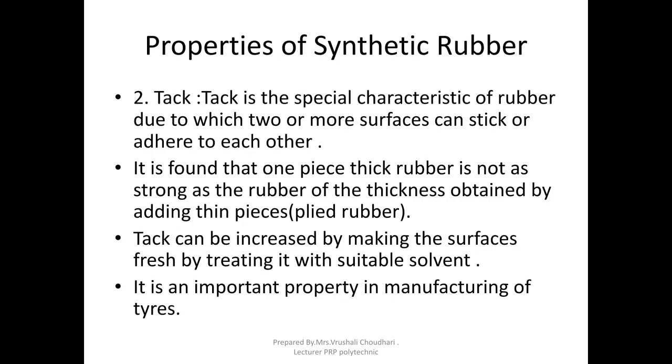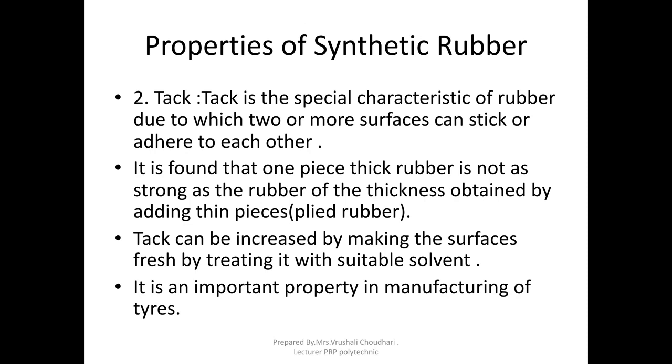Another property is tack. It is a special characteristic of rubber due to which two or more surfaces can stick or join to each other. If we take two pieces of rubber and put pressure on them, we will observe that without any binding material, these two rubbers get joined to each other. That property is called tack.